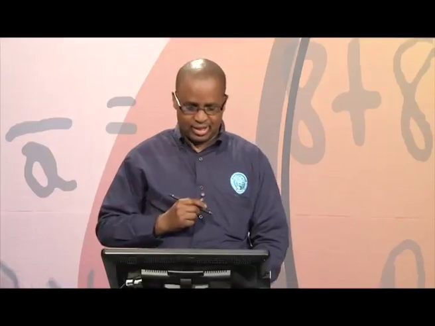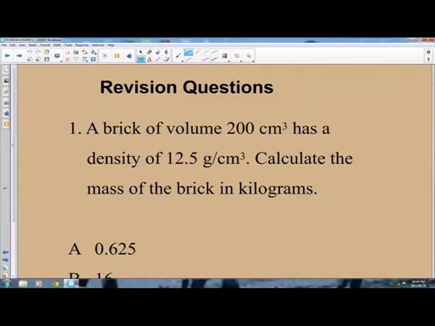The first question says, a brick of volume 200 centimeters cubed has a density of 12.5 grams per centimeter cubed. Calculate the mass of the brick in kilograms. Here you are expected to find the mass, and the mass that you have to calculate should be in kilograms. The density is given in grams per centimeter cubed. So as you calculate your answer, bear in mind that the question says you are to calculate the mass in kilograms. Let us calculate the mass in kilograms.